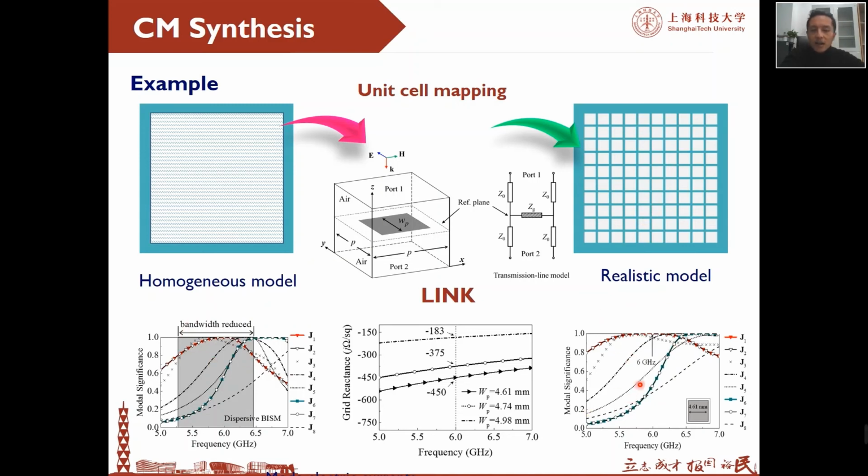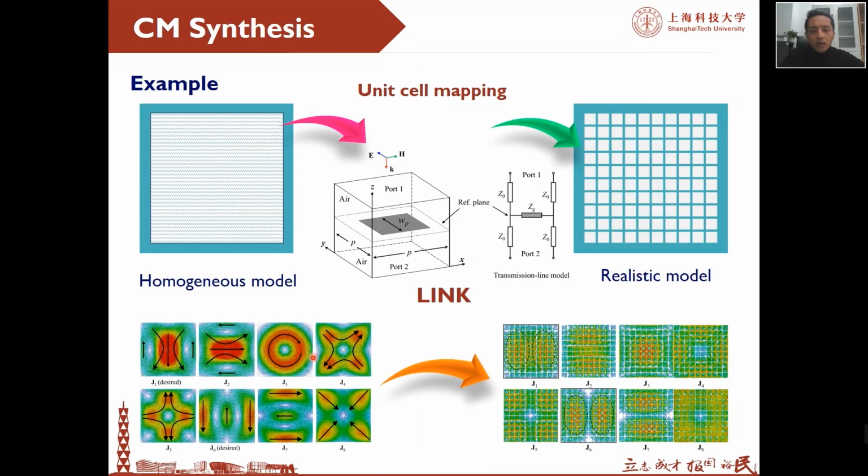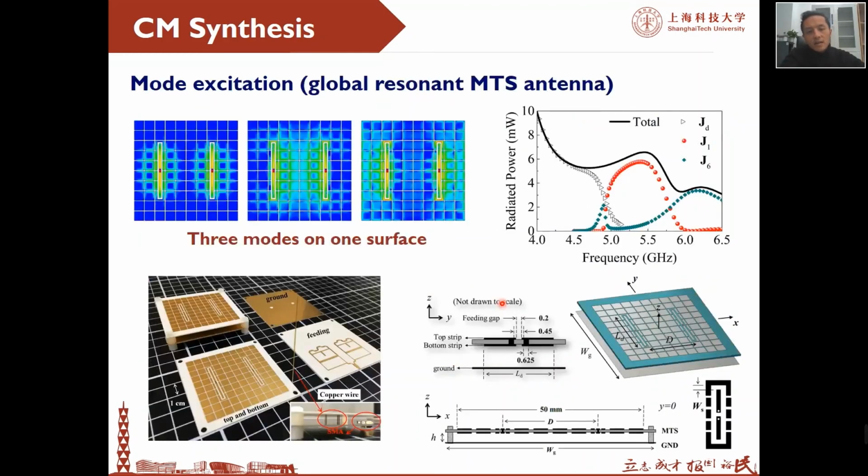We find them very similar to each other, excluding the bandwidths, because in a realistic model we have the frequency dispersion, but in the ideal model we don't have that. And if we compare the currents, they are also very similar to each other. So we think we are successful.